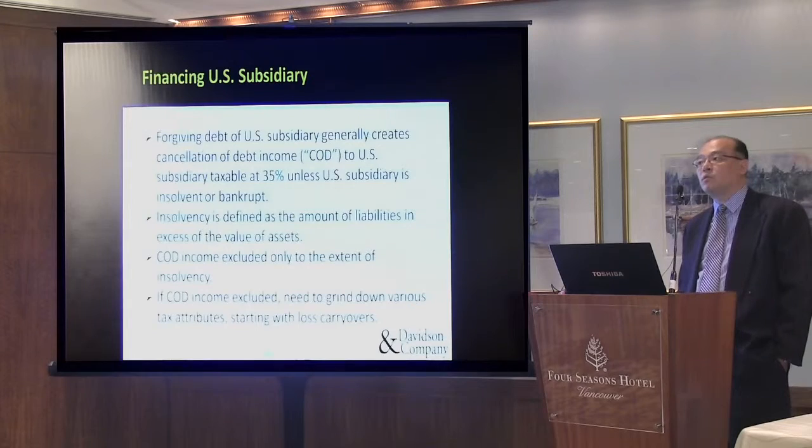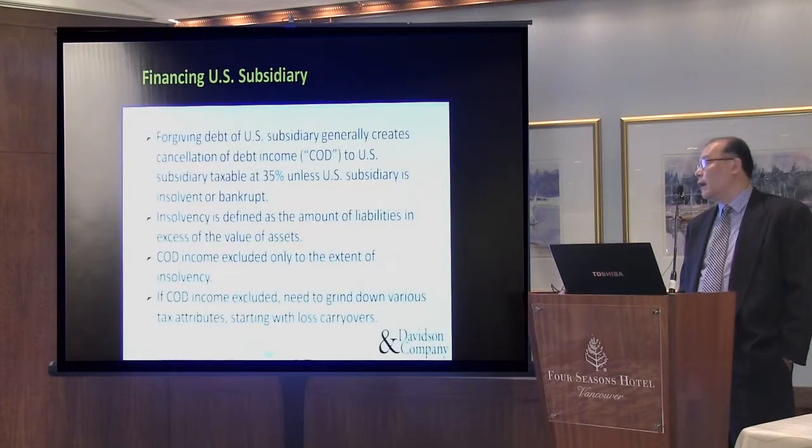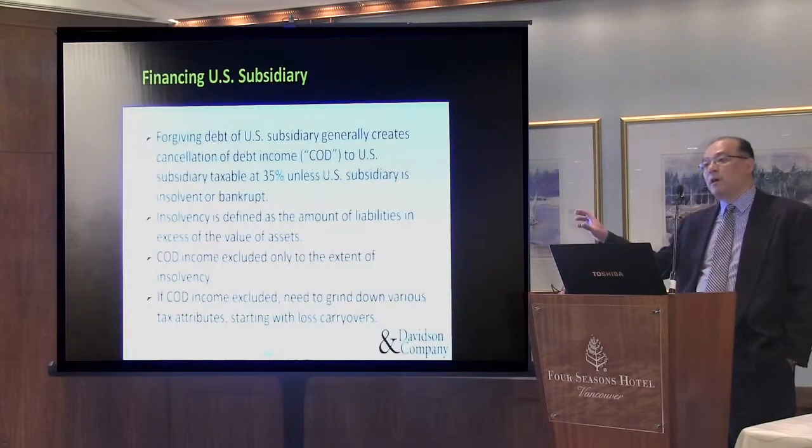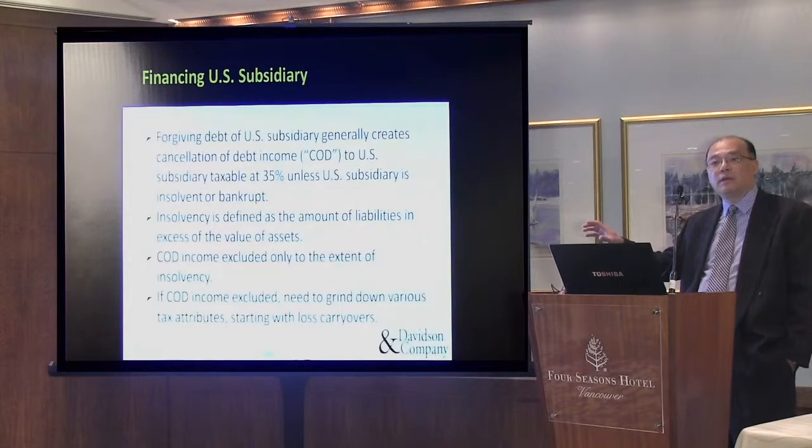So the amount that the US sub paid to settle the debt is zero, and the amount of the debt is whatever that amount is, so the entire amount of the debt would be included in the US sub's tax return as income inclusion.